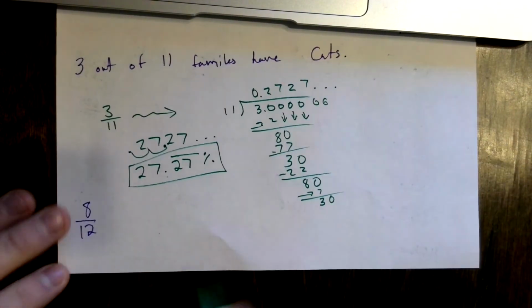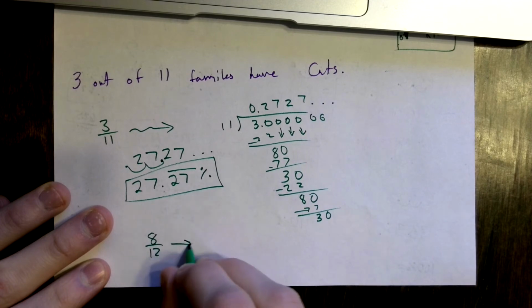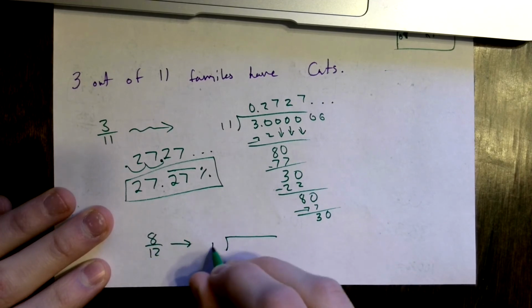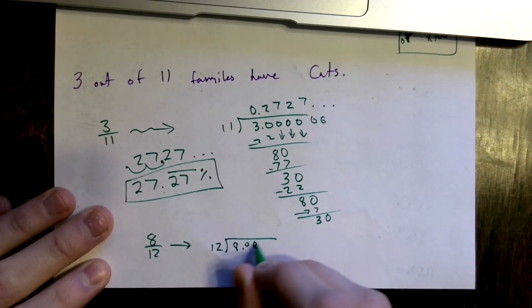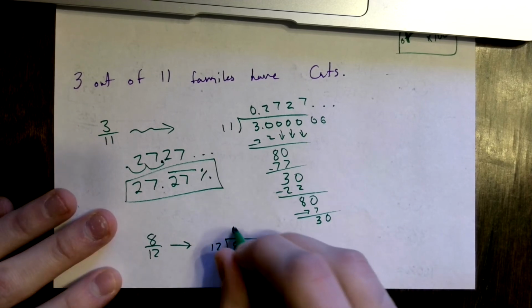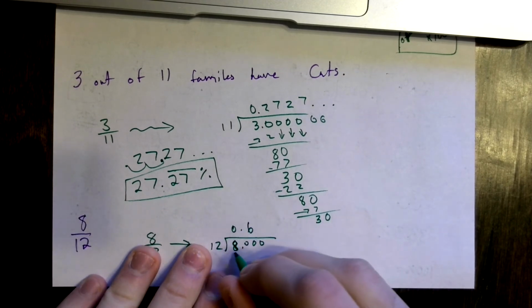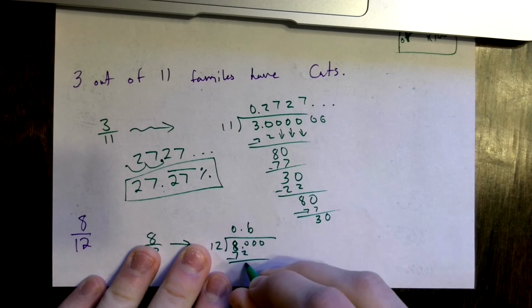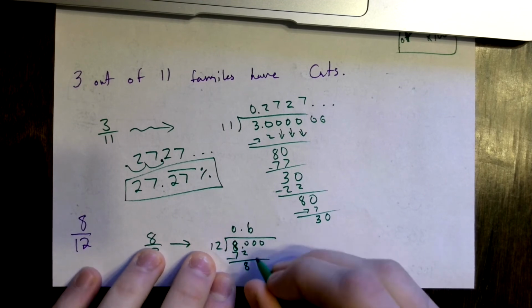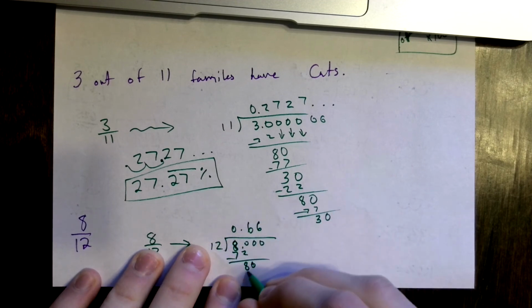Last one here, we got 8/12. They already set it up as a fraction for us. Move that into long division. And 12 goes into 8 0 times. It goes into 80, I think, 6 times as 72. Pull down another 8. 80 goes in 6 times as 72.